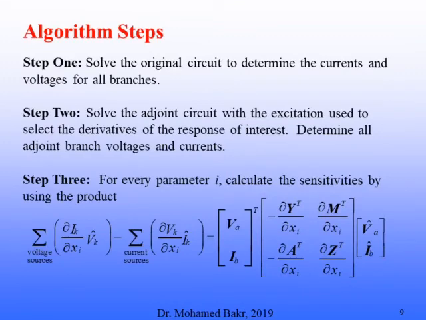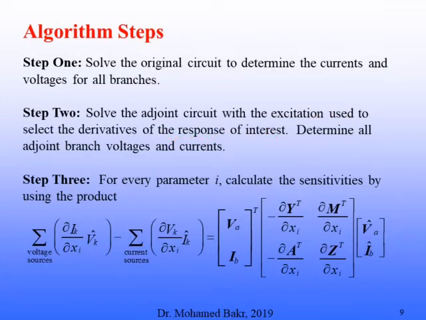Okay, so these are the general steps. The steps are pretty straightforward. Solve the original circuit, calculate the currents and voltages in all branches. You have a circuit, you have the excitation for that circuit. Solve it using any of the methods we learned in circuit analysis. Get the solution. Build the adjoint circuit and determine the excitation to select the derivatives of the response of interest.